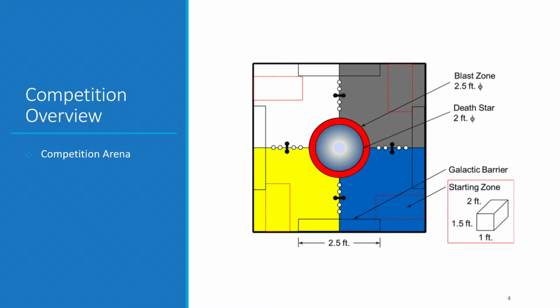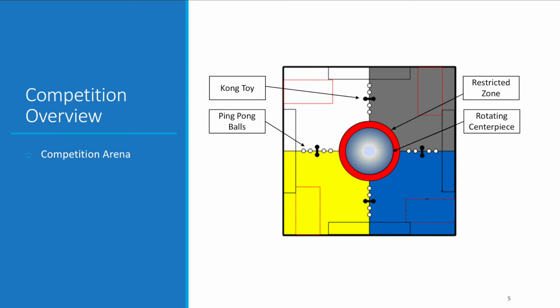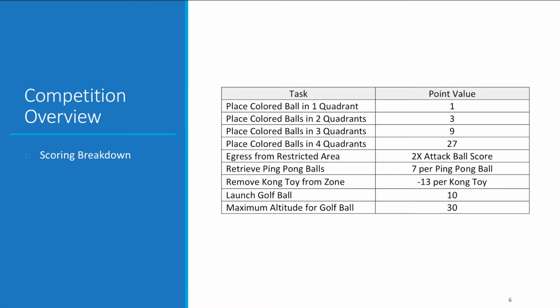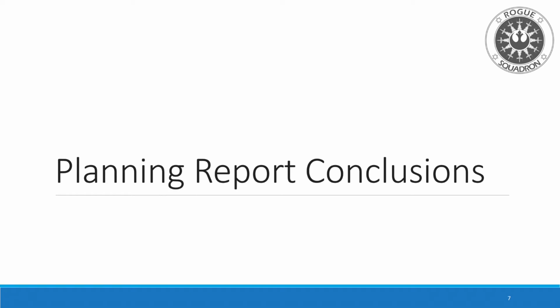Each round, four machines begin in the starting boxes indicated by the red dotted rectangles. Each machine is tasked with removing two Kong toys and retrieving up to 8 ping pong balls located on the border of the zone. Additionally, this machine is tasked with launching a golf ball, placing colored balls in the rotating centerpiece, and egressing from the restricted area. Point awards for all tasks are shown in the scoring breakdown table shown here.